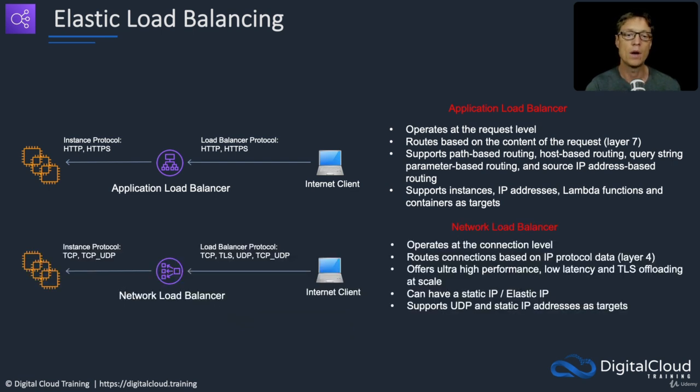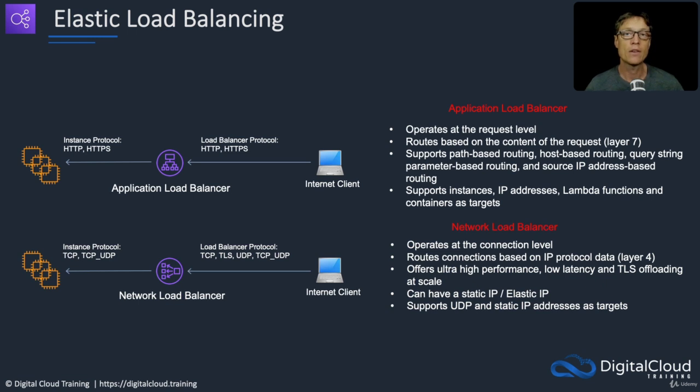Next, we have the network load balancer. So this is more at the connection level. It's really good for very high performance, low latency requirements. It's also good for doing TLS offloading. So it can offload those connections for TLS encryption. That's transport layer security encryption. So it routes based on information in the IP protocol data. And that's about layer 4. Now I'll show you a bit more about that as well in a slide coming up.